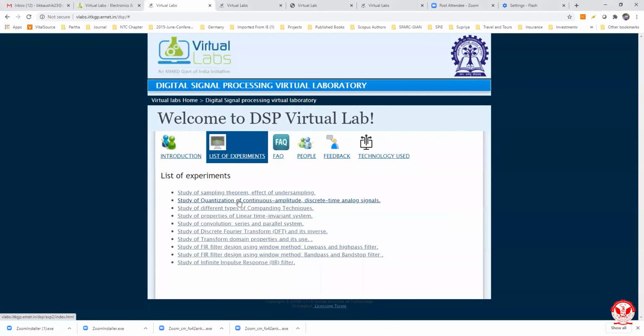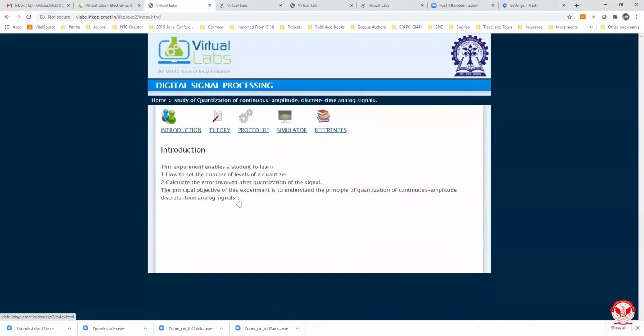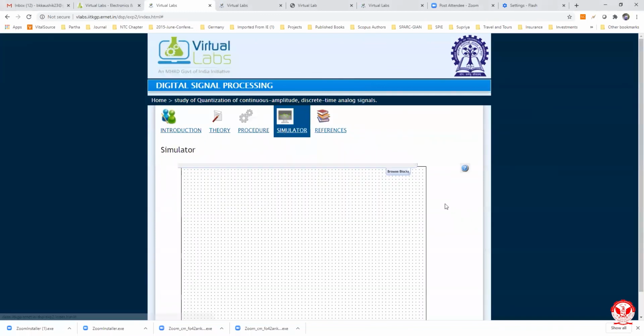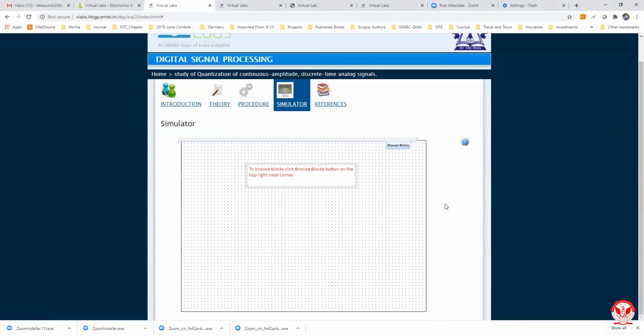So the next experiment that we study is the study of quantization of continuous amplitude discrete time analog signals. So we proceed directly to the simulator. We'll perform our experiment here. The purpose of quantization is to quantize the samples that we get after sampling, and a value is assigned corresponding to a range of values.